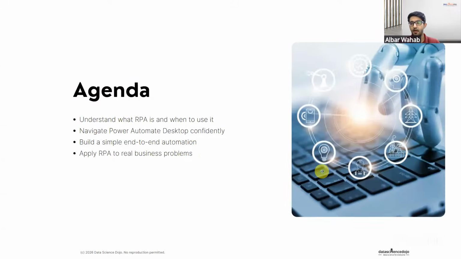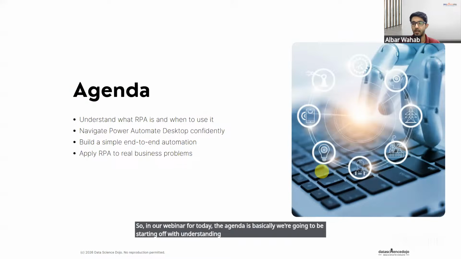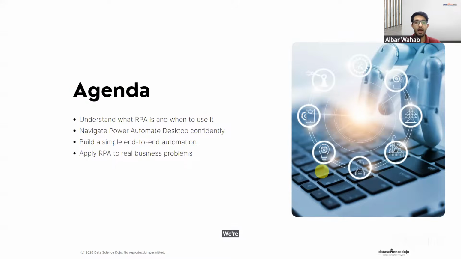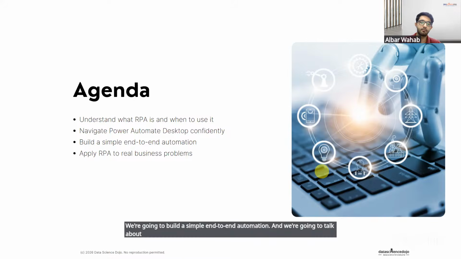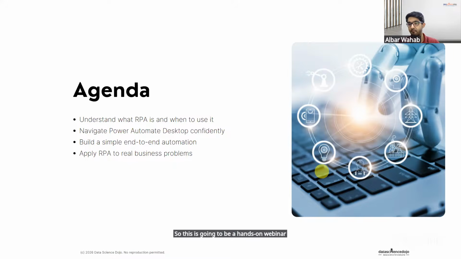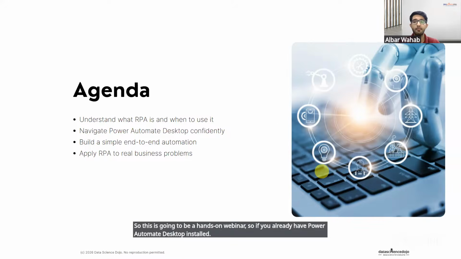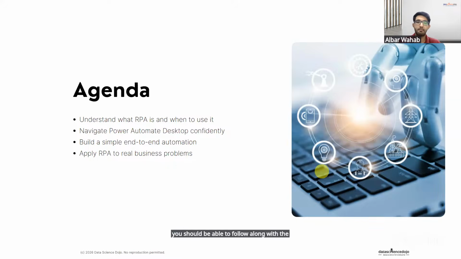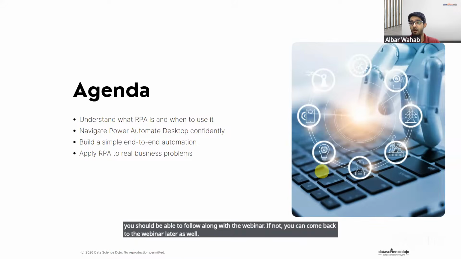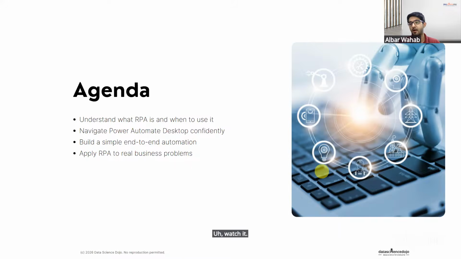In our webinar for today, the agenda is that we're going to start off with understanding what RPA is and when we use it. We're also going to understand how we can use Power Automate Desktop. We're going to build a simple end-to-end automation, and we're going to talk about how we can apply RPA to real-world business problems. This is going to be a hands-on webinar. So if you already have Power Automate Desktop installed, you should be able to follow along. If not, you can come back to the webinar later and watch it. It's good to first give it a quick watch and then do a hands-on activity later on.